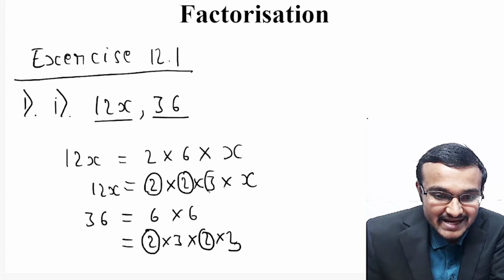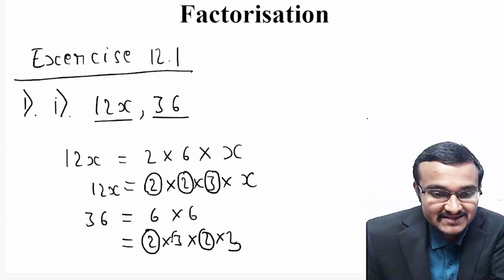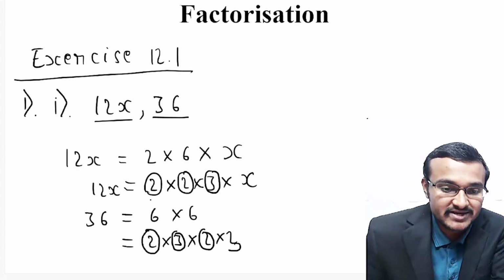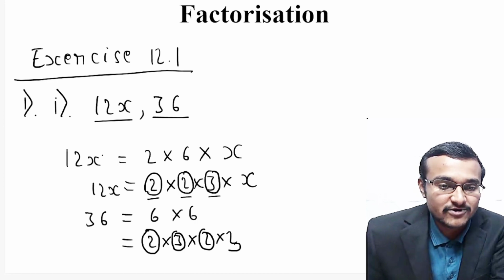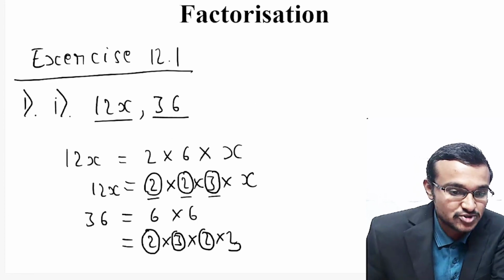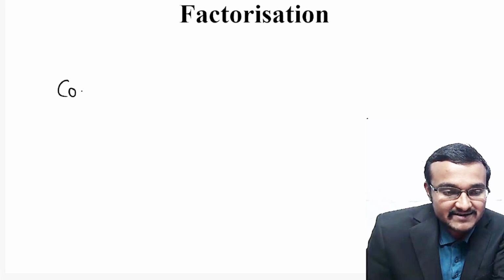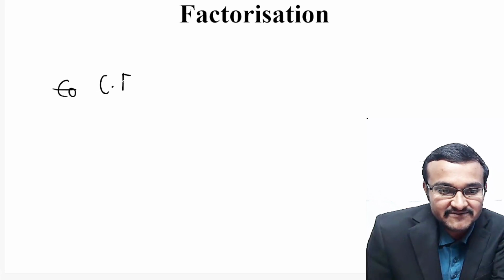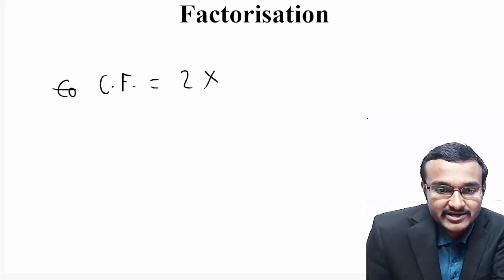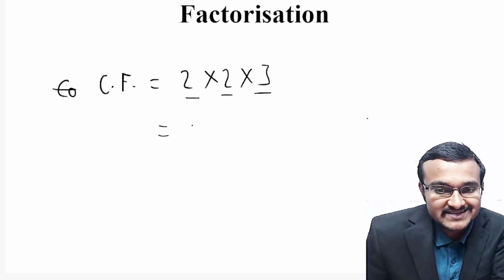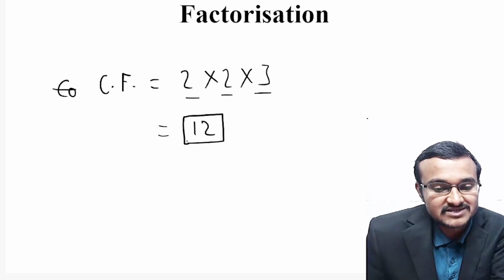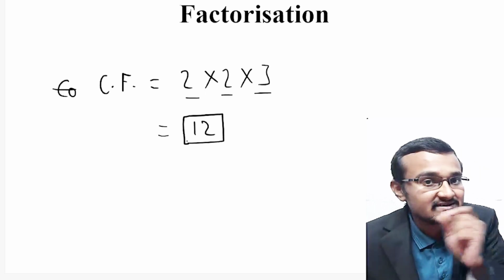So in 12x, 1 and 3 are there, and in 36 also 1 and 3 are there. So here 2 into 2 into 3 will be the common factor of 12x and 36. So that is the common factor, or else I'll just write it as CF, is equal to 2 into 2 into 3. So what is 2 into 2 into 3? 2 2s are 4. 4 into 3 is 12. So 12 is the common factor of this particular 12x and 36.